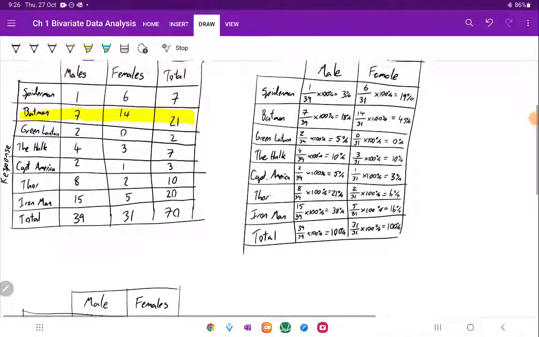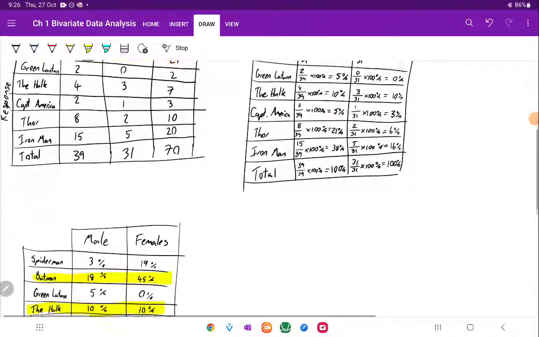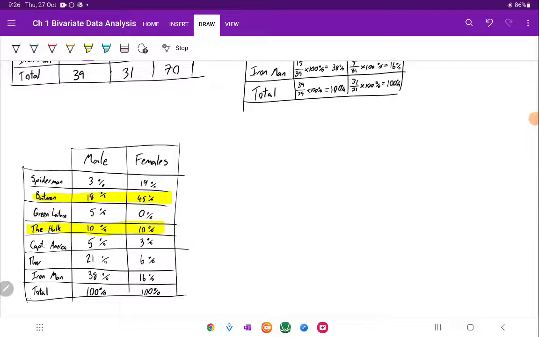So that means since there are so few girls, if there's heaps of girls who like something, it's going to be a very high percentage. And in fact, 45% of the females surveyed preferred Batman. So you can really see the power of using percentages instead of using the raw numbers. You get a much clearer idea.